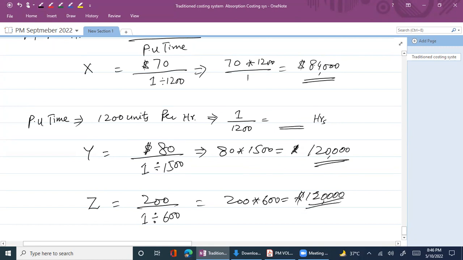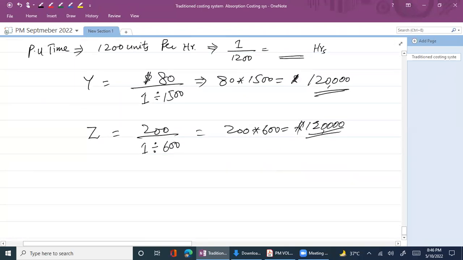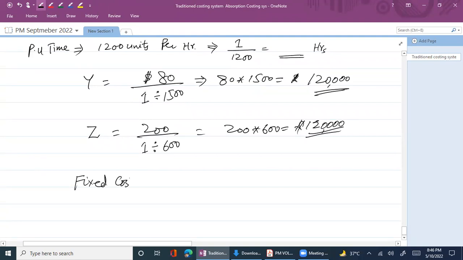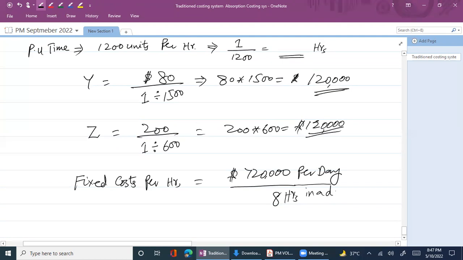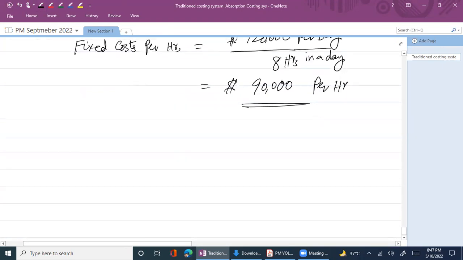So this is your answer of throughput per hour for each product. So the first is throughput, to calculate throughput per hour. And the other thing that we require is the fixed cost per hour. And the fixed costs are given to you: $720,000 per day. I'm just writing the word for understanding that 720,000 cost is per day. And how many hours do you have? 8 hours in a day, given in the question. So what will be our fixed cost per hour? Because we are having the production time of 8 hours in a day, the cost of 8 hours is 720,000. So we are having $90,000 cost on per hour basis.